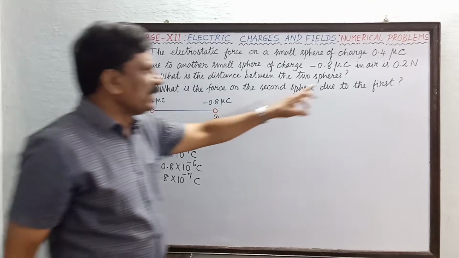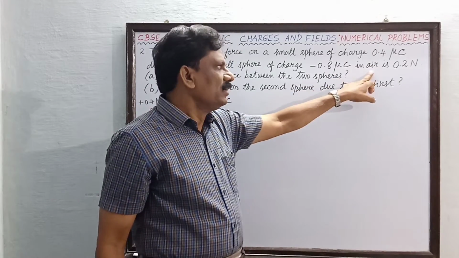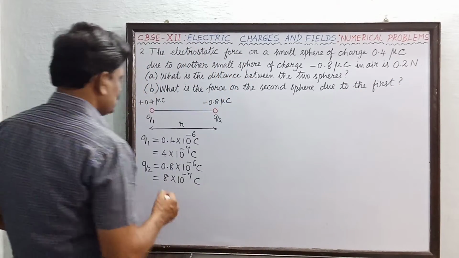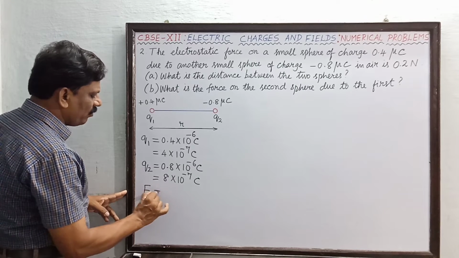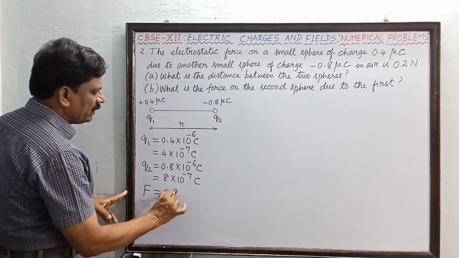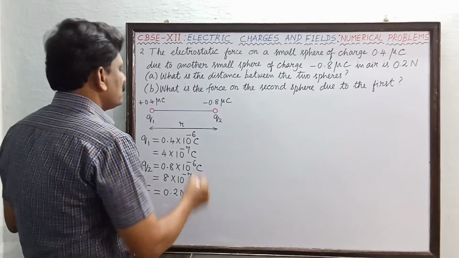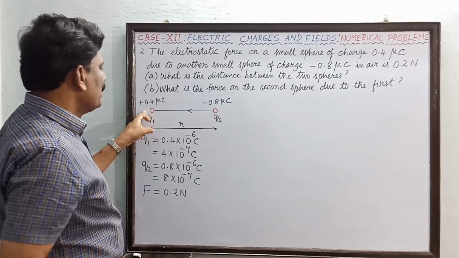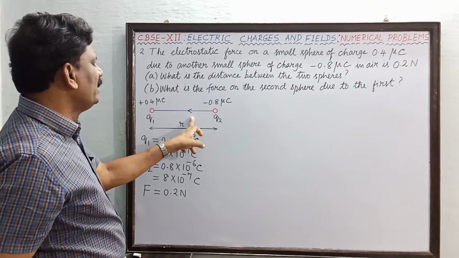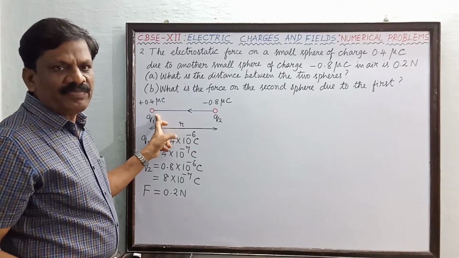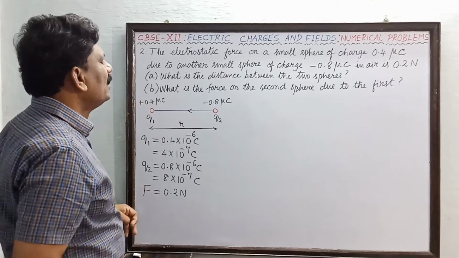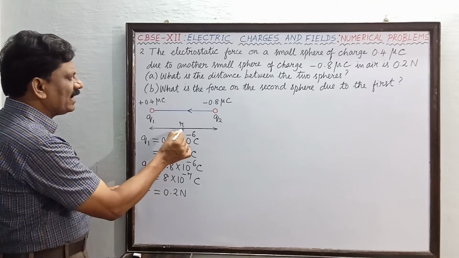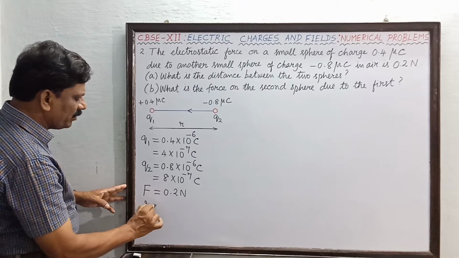Now, the two charges are placed in air and the force between them is 0.2 Newton. So the magnitude of the force is 0.2 Newton. The negative charge always will be attracted towards the positive charge. So the force of attraction will be towards the positive charge. Understand? Now the force is 0.2 Newton. What is asked here is the distance of separation between the two charges.